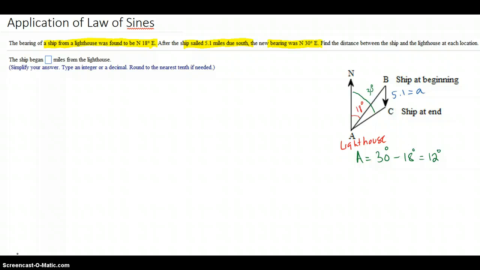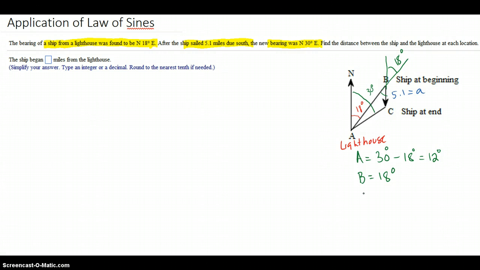You can also find angle B, because if I extend this line this way and extend this line this way, then we know that these two angles right here are equal. So that's 18 degrees. Now these are vertical angles, so that's also 18 degrees. So we know B is equal to 18 degrees.